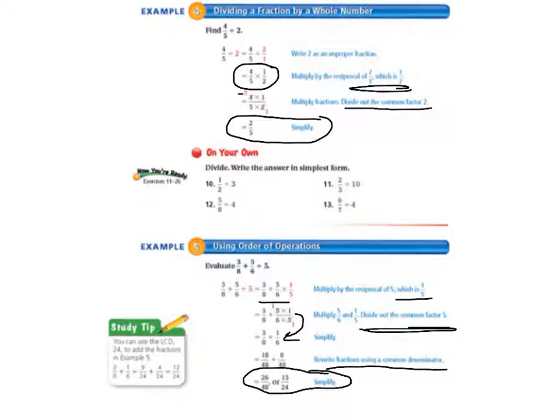Now we need to read the study tip. It says you can use the LCD, which, remember, that stands for lowest common denominator or least common denominator, 24, to add the fractions in example 5. So that's how we did that.